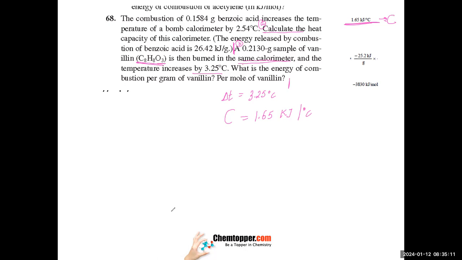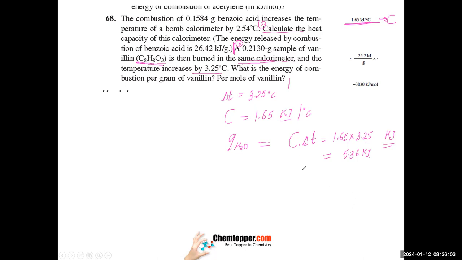Combustion of this vanillin. So first, I will calculate Q of the water, right? And Q of the water is C times delta T. How much is this, children? 1.65 times 3.25, and the answer will be in kilojoules per degree Celsius, degree Celsius cancelled out, kilojoules. Answer is in kilojoules. How much is this? Okay, 5.36 kilojoules. This is the answer given by Azuni. Is it correct, children?